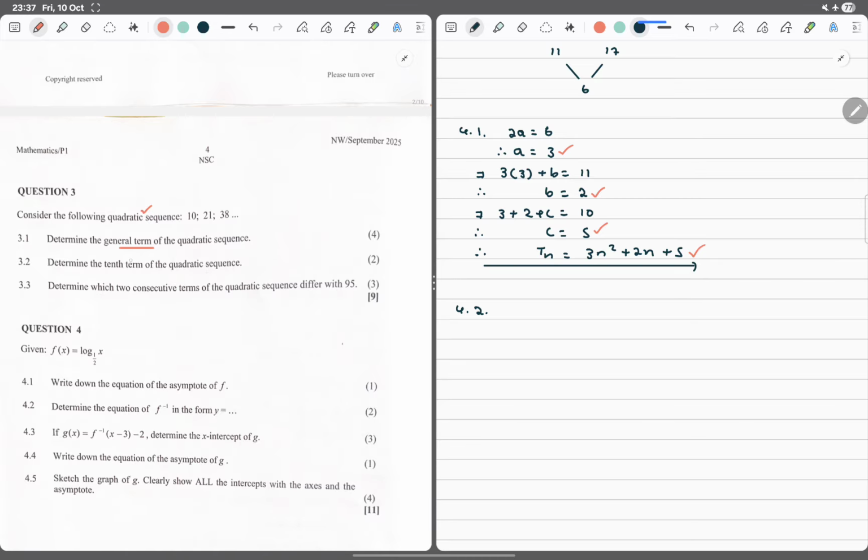4.2. We need the 10th term. So we know that t sub n is 3n squared plus 2n plus 5. T sub 10 is 3 into 10 squared plus 2 into 10 plus 5. Therefore, our 10th term gives us 325. Now, with this kind of a calculation, guys, the most important step is the substitutions, okay?